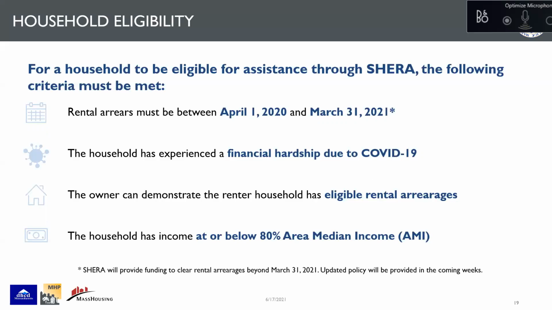Now let's spend some time talking about tenant household eligibility. For a tenant to be eligible for assistance through SHERA, they must meet the following criteria. They must be able to demonstrate a risk of experiencing homelessness or housing instability. The household has an income at or below 80% AMI. The household has experienced a financial hardship due to COVID, and the household has rent arrears between April 1st, 2020 and March 31st, 2021 until further guidance is given.